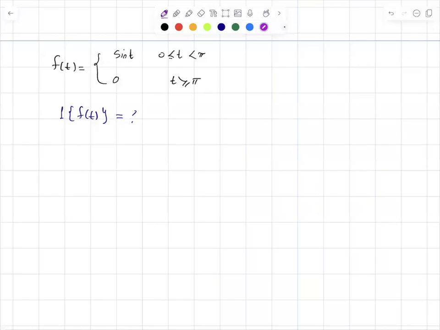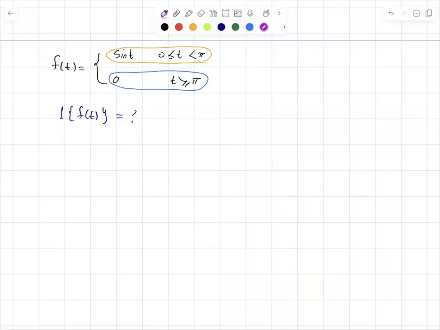Our goal is to find the Laplace transformation of this piecewise defined function. The very first piece is sine of t, where t is bounded between 0 and pi. And on the second piece, when t is more than pi, you have the constant function 0.